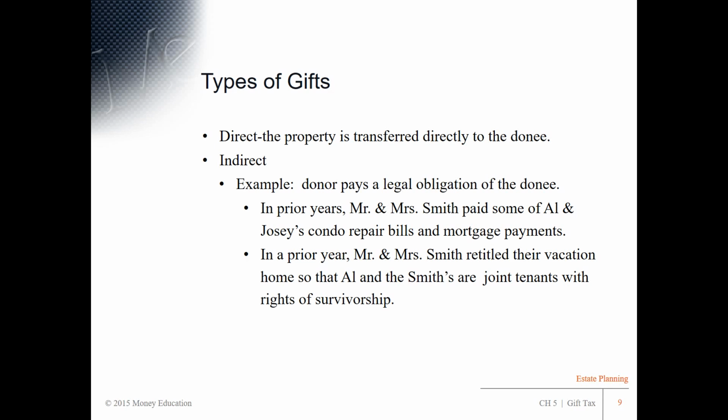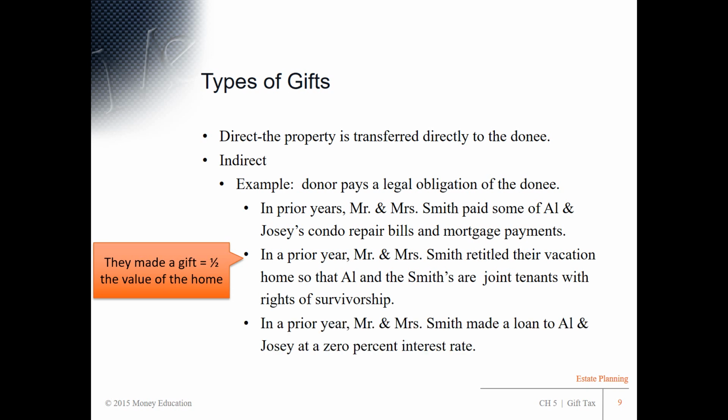In a prior year, Mr. and Mrs. Smith retitled their vacation home so that Al and the Smiths are joint tenants with rights of survivorship. And what this means is that they made a gift of half the value of the home. Also in a prior year, Mr. and Mrs. Smith made a loan to Al and Josie at 0% interest rate. So recall that we're going to have imputed interest issues here, and that imputed interest is considered a gift.